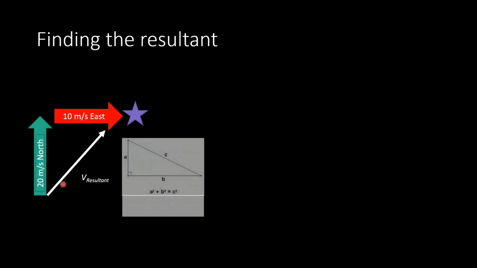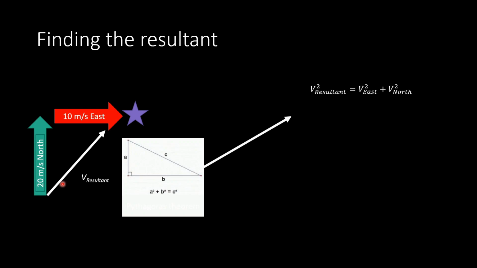So let's try to find this resultant velocity. I've labeled this as a resultant velocity. V is for velocity, so V resultant is for resultant. And this is our Pythagoras theorem. This is our formula. We've got our hypotenuse right here, or C, and then we've got A as 10 meters per second right here, and B is equal to 20 meters per second. If you equate it into this equation, we've got V resultant squared is equal to velocity in the east direction squared plus velocity in the north direction squared.